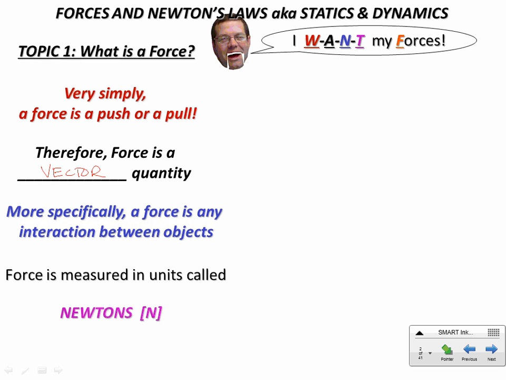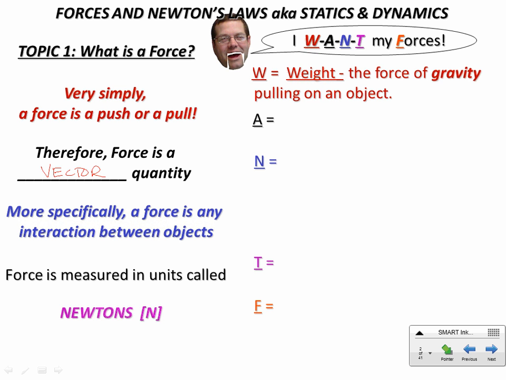The point of this part of the unit is for us to be able to identify what forces act on objects. There are 5 major ones. These are the 5 that you'll have to remember. They start with a W, an A, an N, a T, or an F. W stands for weight. Weight is a force, specifically the force of gravity that pulls objects toward the center of the earth. Gravity pulls on everything. So you weigh what you do because the earth exerts a gravitational force on you that we call your weight.